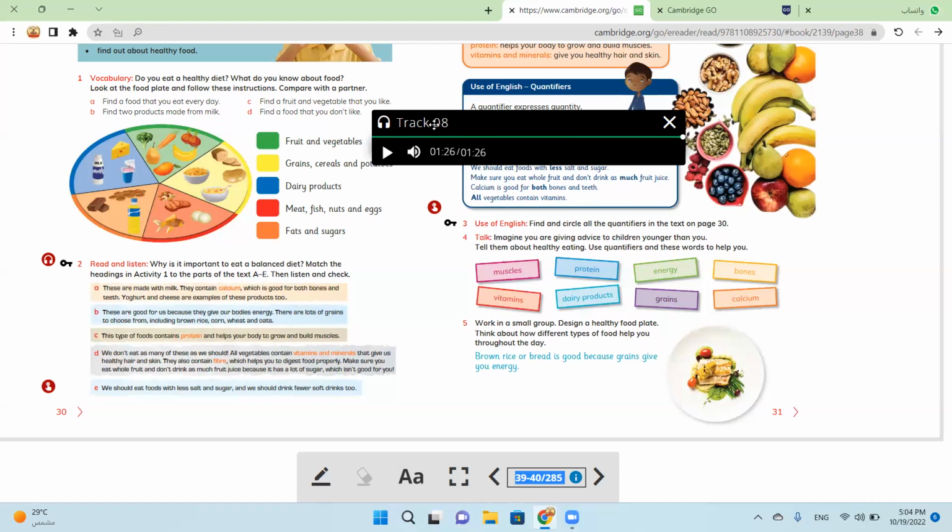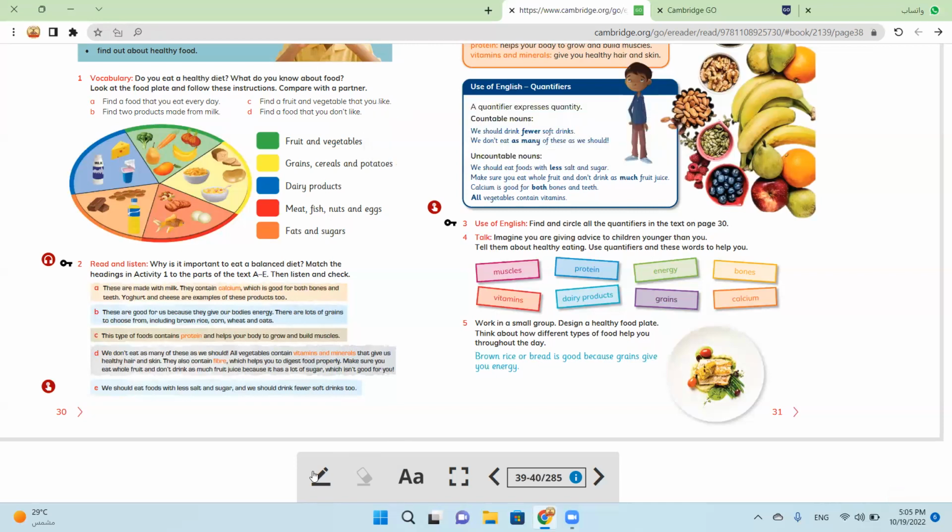Okay, now you have finished. Did you match the headings in activity 1 to the parts A to E? So let's start with A. These are made with milk. They contain calcium. Yogurt and cheese are examples of these products too. So these are dairy products. Dairy products. Let us do a line together.